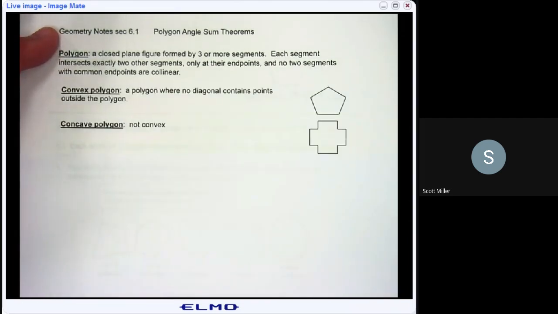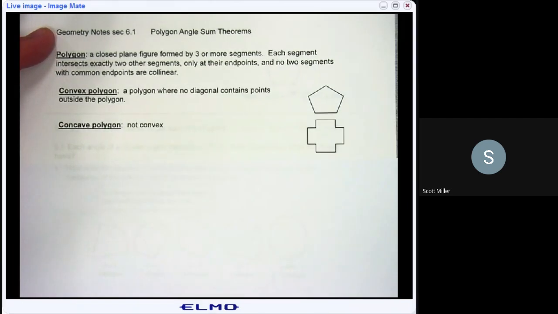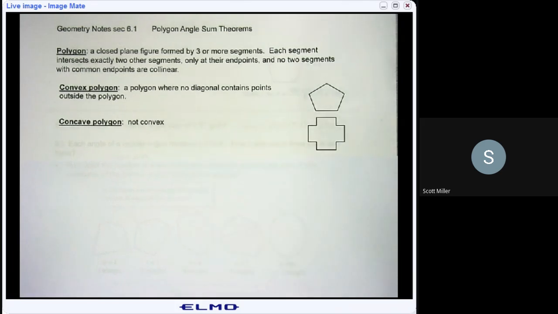So there's two types of polygons we're going to be looking at. Here's some names for those. A convex polygon is a polygon where no diagonal contains points outside the polygon. A diagonal is from one vertex to a non-adjacent vertex. So this would not be a diagonal, that would be a side.